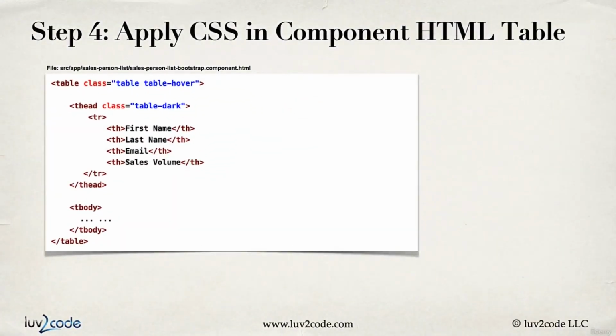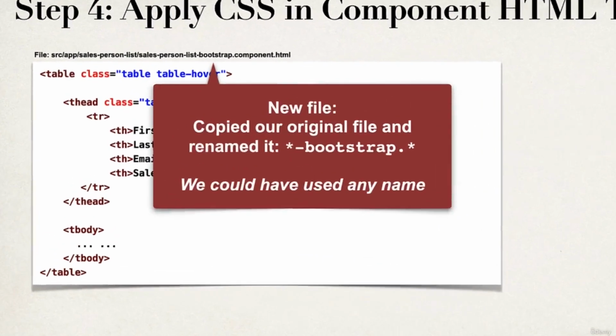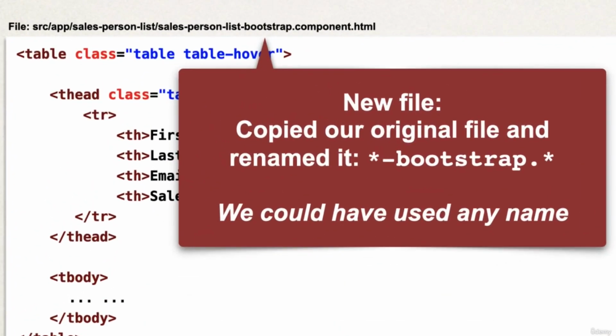Alrighty, in step four, applying the CSS in our component HTML table. Here for the file, we're going to have a new file. We simply copied over our original file and renamed it with a -bootstrap. We could have used any name for the file. I simply used the same name and just gave the -bootstrap reference to it.